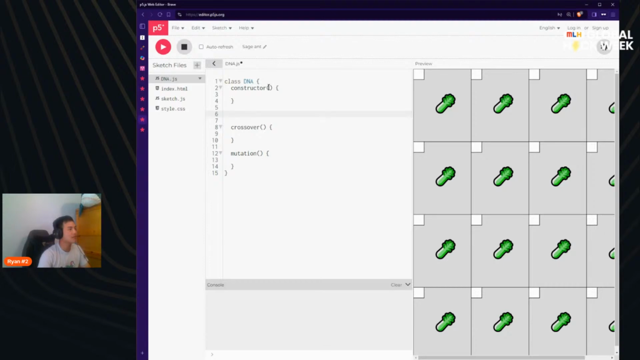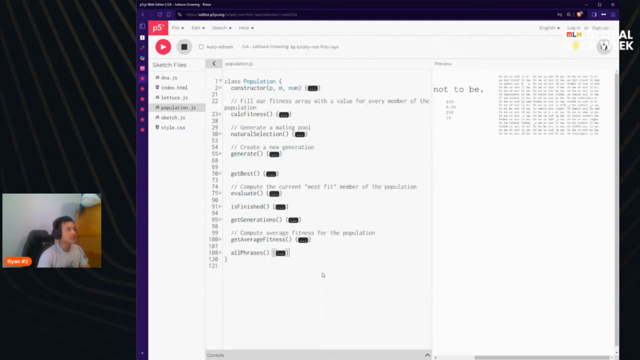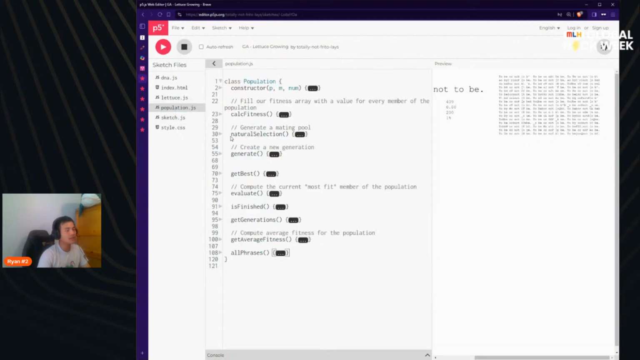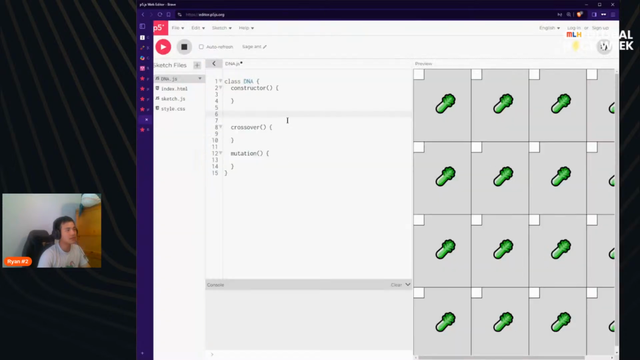Let's see. What else do we need? I'm going to take a peek at the example. We need to calculate the fitness. Yes, this is true. Selection, we'll save that for population. Oh, I'm looking at the wrong file. Get phrase. Calculate fitness. Crossover, mutation. So yeah, we only need a calculate fitness.